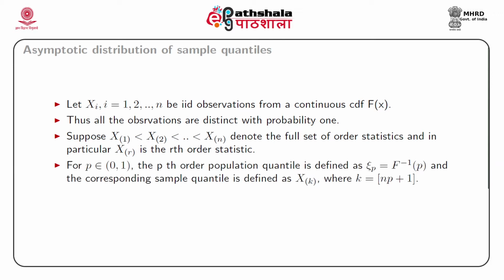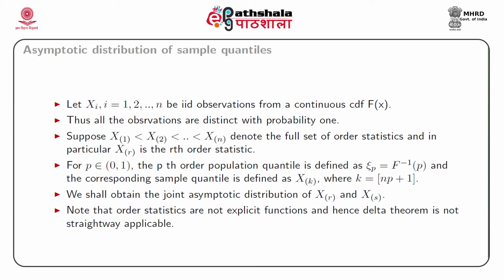For p belonging to the open interval 0 to 1, the pth order population quantile is defined as xi_p, which is F inverse p, and the corresponding sample quantile is defined as x ordered k, where k is the greatest integer contained in np plus 1, where n is the sample size. We shall obtain the joint asymptotic distribution of x ordered r and x ordered s.